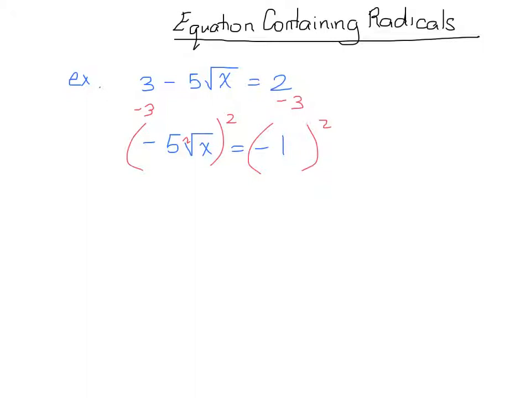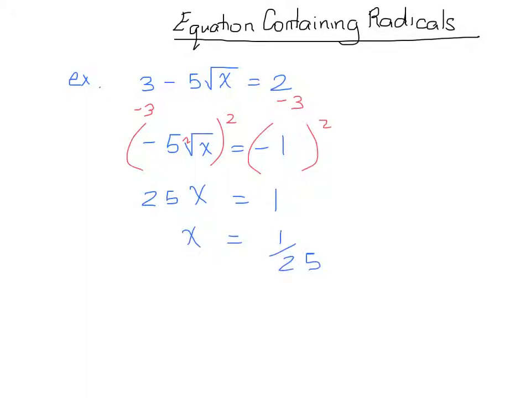So we get on the left side 25, and it's positive 25 because when you square a negative number, it does become positive. So 25x is equal to positive 1. Again, we square a number, it becomes positive. Therefore, x is equal to 1 over 25.